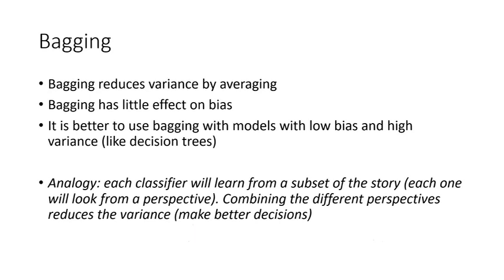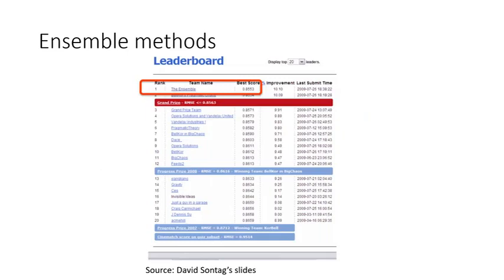So this is bagging. Bagging reduces the variance by averaging. This averaging reduces the variance, and it also has little effect on bias, which means it doesn't improve the accuracy on training. It actually reduces it a little bit. It doesn't improve the accuracy on training, but the accuracy on testing will improve, which means a low variance. Which means that this graph that we saw in here will be something like this.